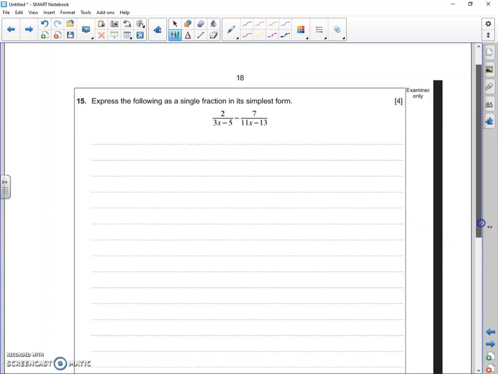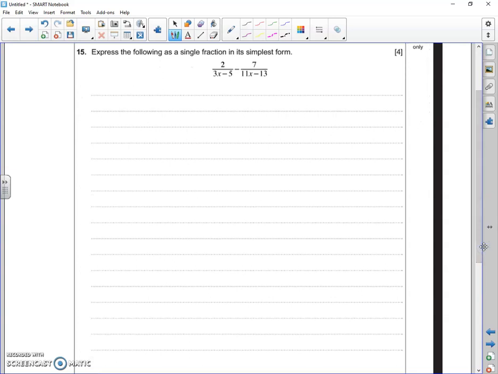Okay, question 15. Algebraic fractions. All we've got to do is turn this into one fraction. We haven't got to do any solving or anything like that. And remember, the method here is to multiply each fraction by the other denominator. So the first fraction, which is 2 over 3x minus 5, gets multiplied by 11x minus 13. And whatever you do to the top, you must do to the bottom.